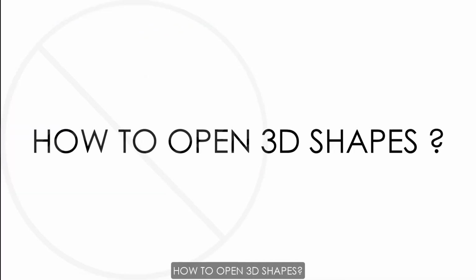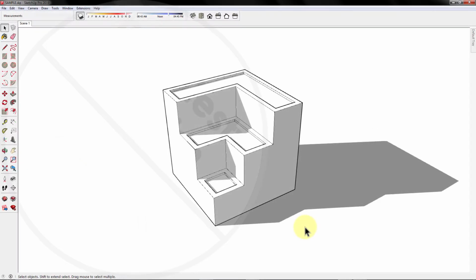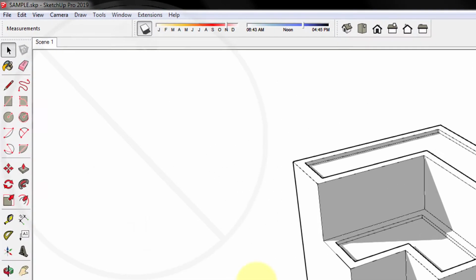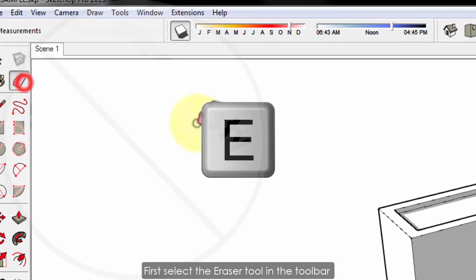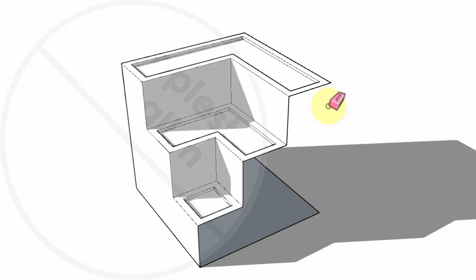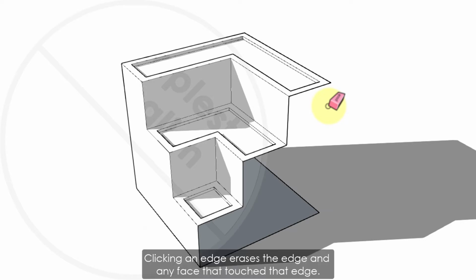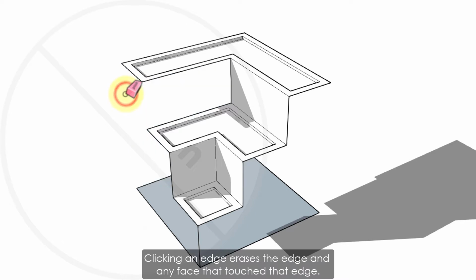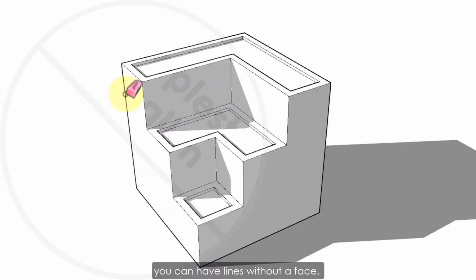How to open 3D shapes? You can erase an edge or face to create an opening in a shape. First, select the eraser tool in the toolbar or press the E key and then click an edge. Clicking an edge erases the edge and any face that touched that edge. You can have lines without a face, but a face must be completely bounded by edges.